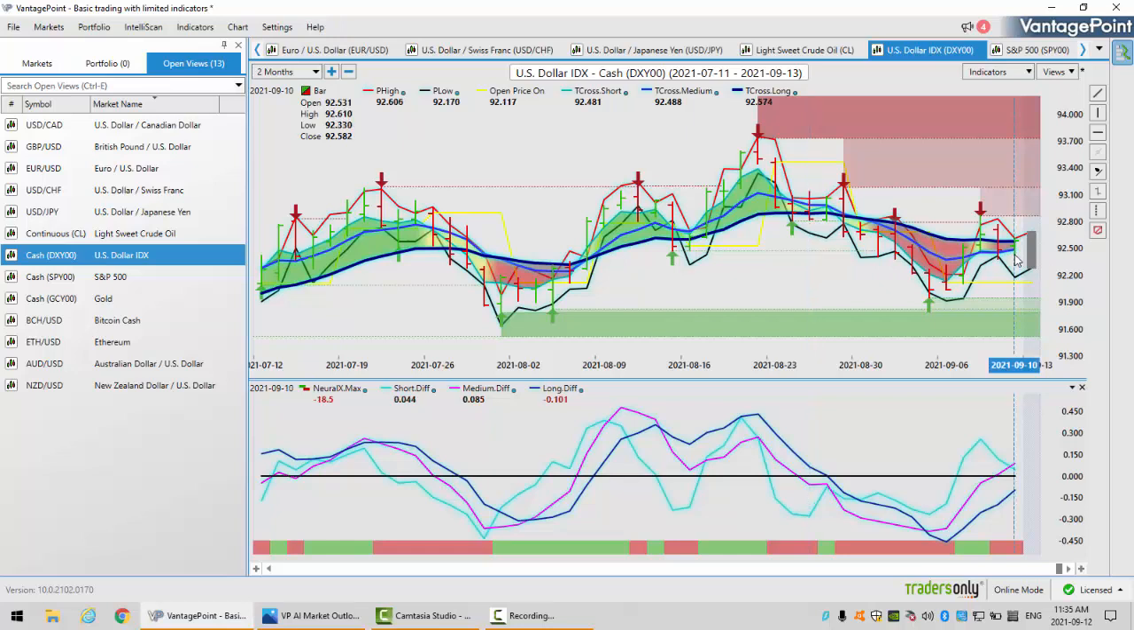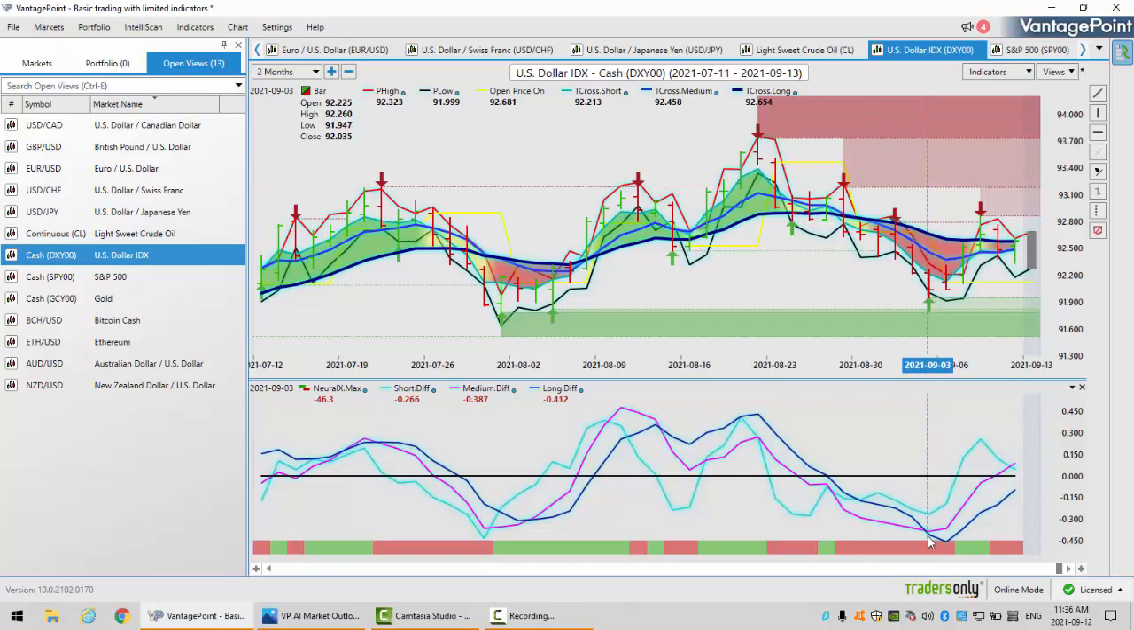So to look at this presentation, to simplify this, and to try and provide additional trading strategies for everybody using the VantagePoint software, what we're looking at here is utilizing the medium term crossing the long term predicted difference with the neural index and the additional predicted moving averages from VantagePoint.